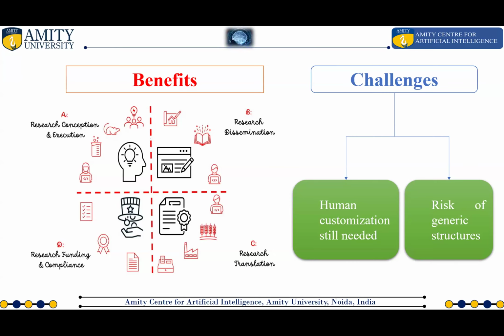And the challenge we go through while using AI tools in academic writing is that we need some human customization. After generating the text, we also need our customization, because we know the domain, we are the expert. So we know what is right, what is wrong. The second is that there is a risk of generic structure. So we need to always look over the generated text. We cannot just copy paste and write the whole thing.